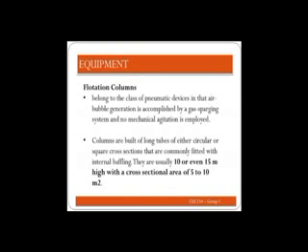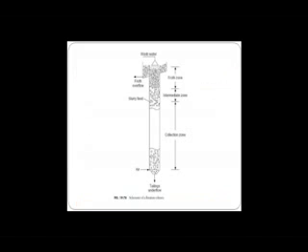Last is the flotation columns. These pneumatic devices use gas sparging system to generate air bubbles, and there is no mechanical agitation being employed. Columns are built of long tubes of either circular or square cross-sections that are commonly fitted with internal baffling. They are usually 10 or even 15 meters high with a cross-sectional area of 5 to 10 square meters. Shown here is the schematic diagram of a flotation column.